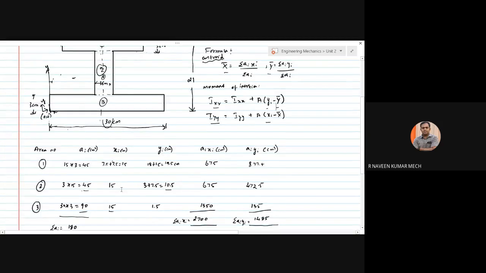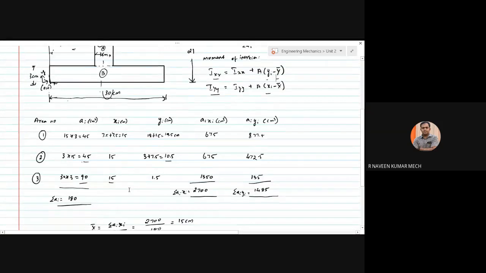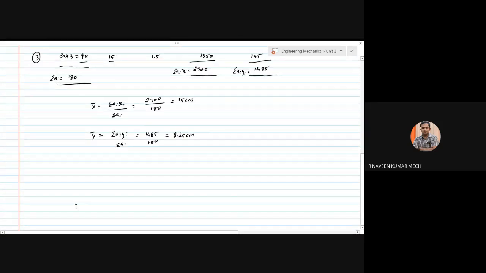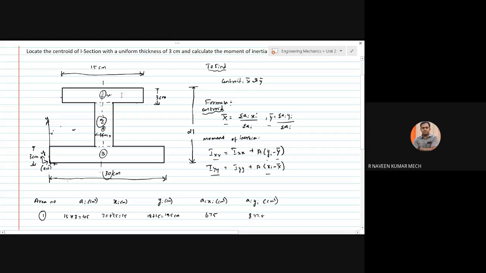Now similarly we have to draw another table. Just write in another table the area number, and we have three areas. Just understand the problem: we have an I section with a uniform thickness of 3 mm throughout the section, and the dimensions are given here. We already solved this problem and found x bar and y bar, so now we are calculating the moment of inertia.